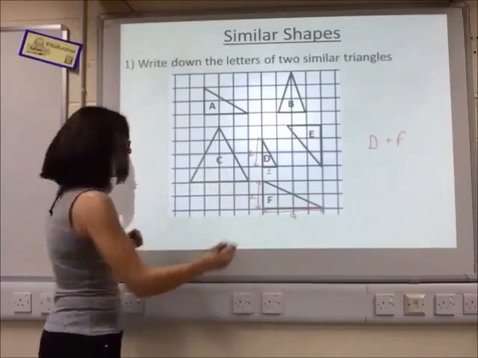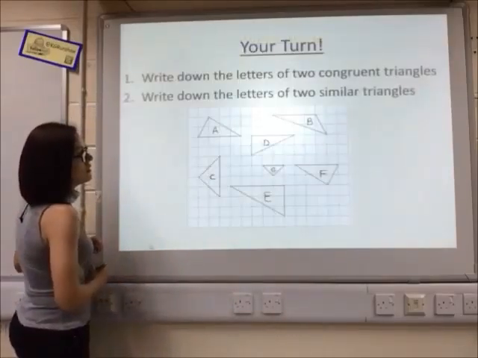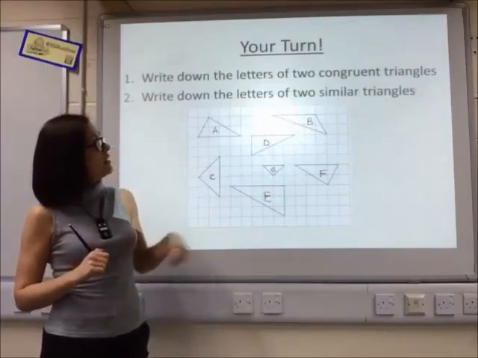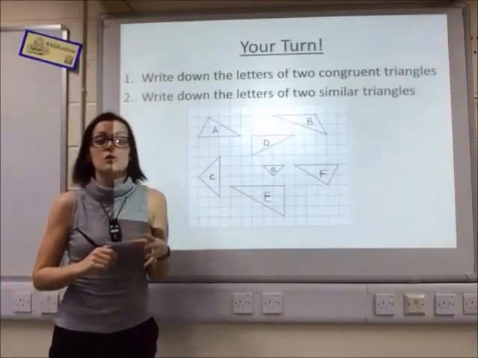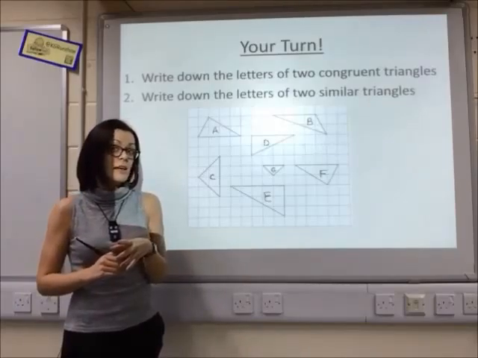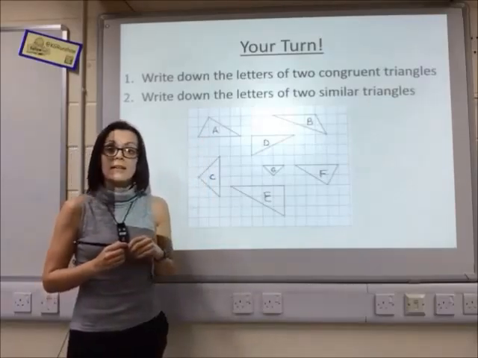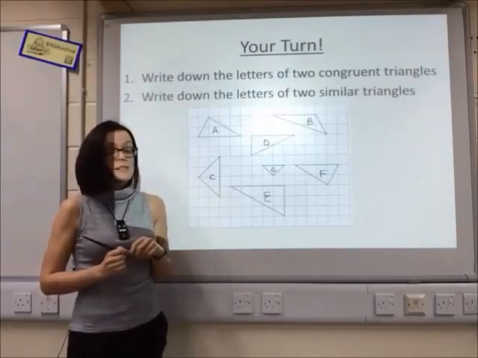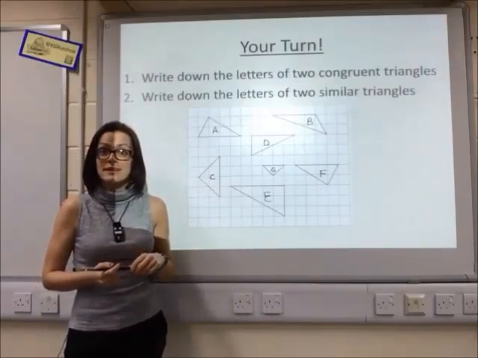Okay, so bearing that in mind then, there's some more shapes for you to have a go at. There's another 7 shapes there. Can you write down the letters of two congruent triangles, exactly the same shape and size? And can you write down the letters of two similar triangles? So pause the video, see if you can decide, and when you're ready for some answers, press play.